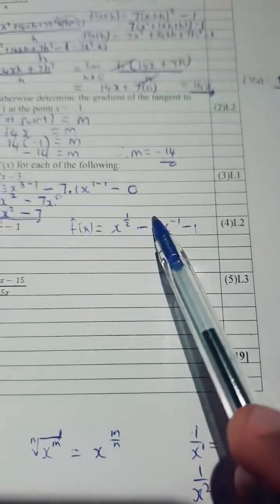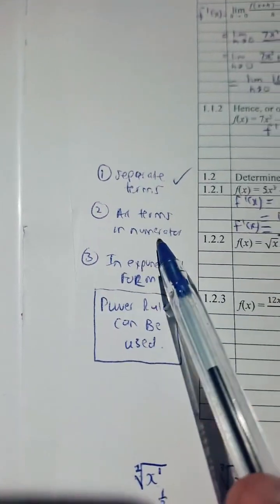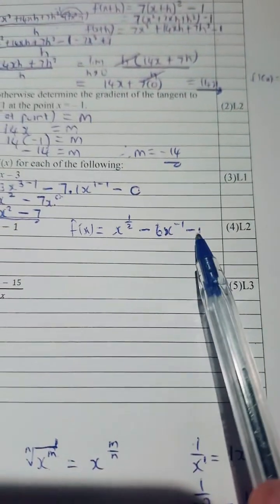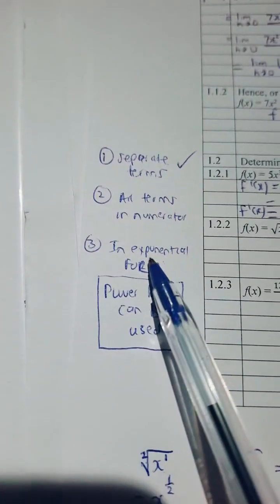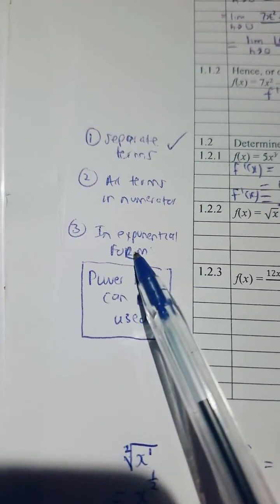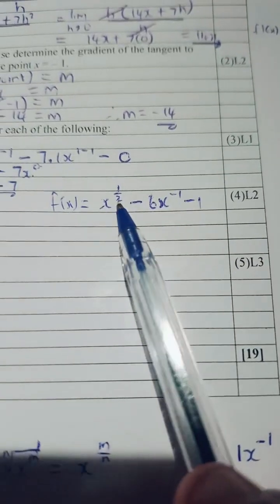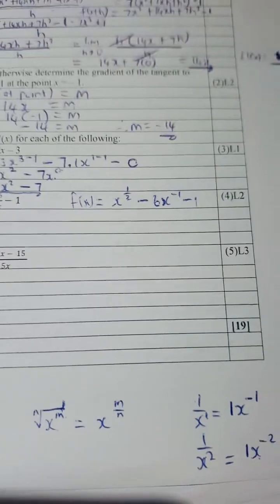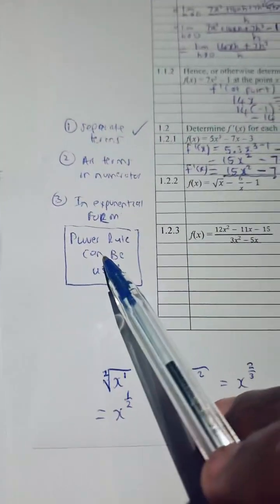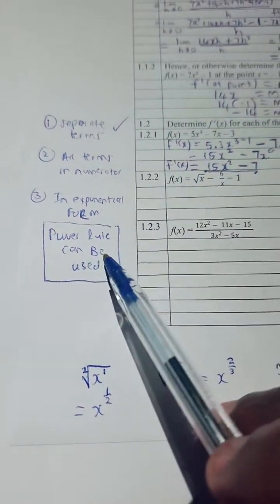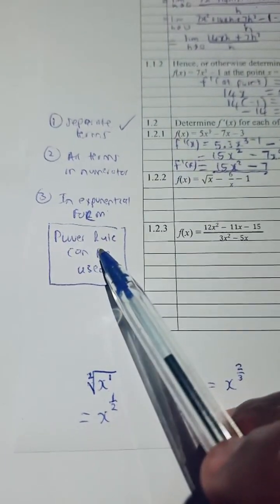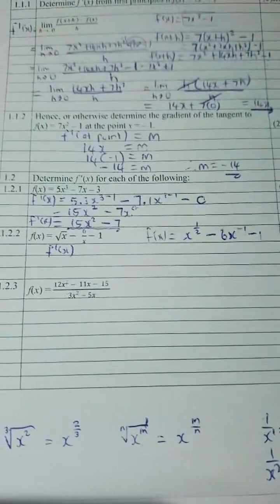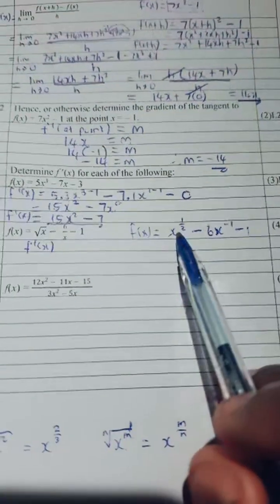So now, what did we ensure? Terms are separate? Check. All terms in the numerator? 1, 2, 3 in the numerator? Check. In exponential form, if the variables were not in exponential form, check. Exponential form, check. Constant term is a constant term. So now we are ready to what? Apply the power rule. Power rule can be used. We are ready to derive. So since it's f of x, then of course we write f prime x, guys. It's as simple as that.